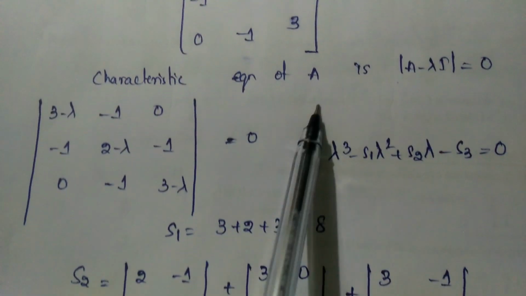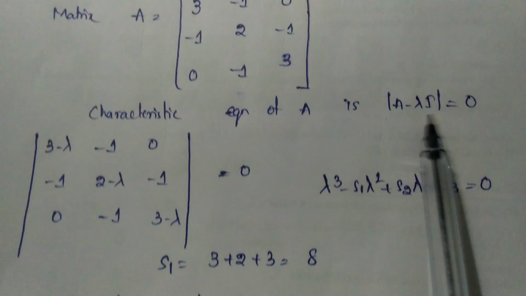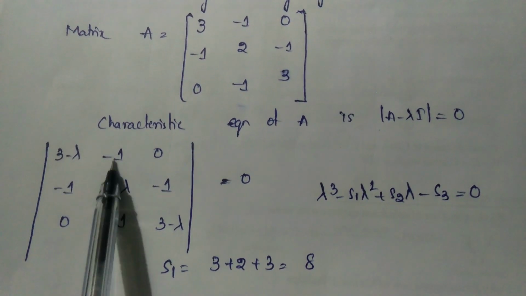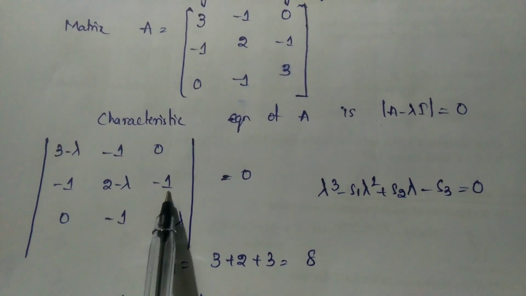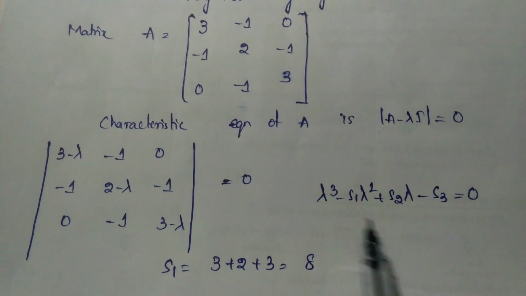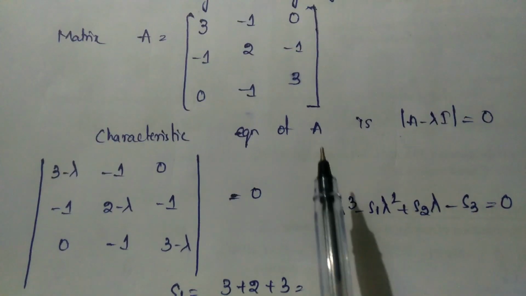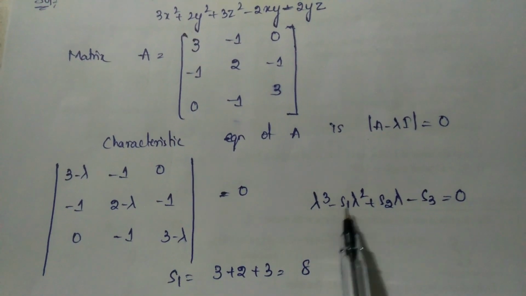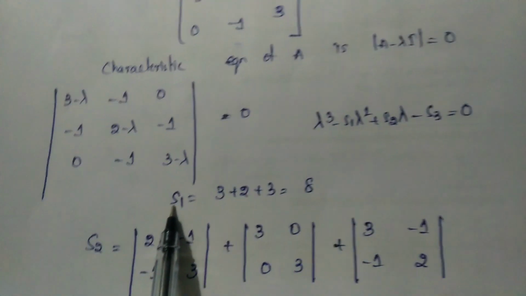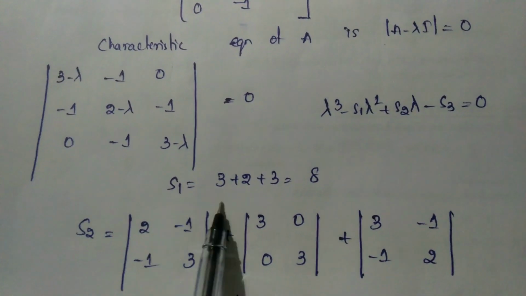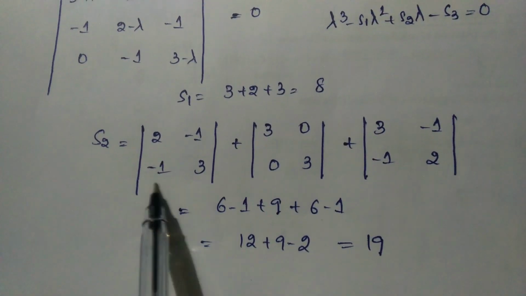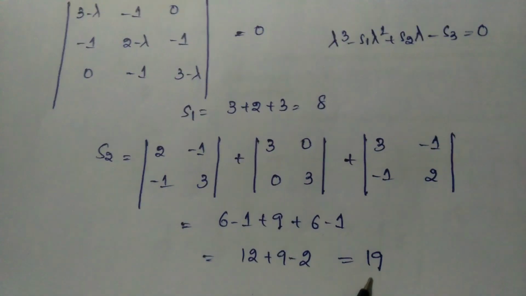Then the characteristic equation of A is the determinant of A minus lambda I equals 0. Here lambda is subtracted from the diagonal elements and we get 3 minus lambda, minus 1, 0; minus 1, 2 minus lambda, minus 1; 0, minus 1, 3 minus lambda, and the determinant of this matrix is equal to 0. The final will be a cubic equation, as this is a 3 by 3 matrix. It will be of the form lambda cube minus s1 lambda square plus s2 lambda minus s3 equals 0, where s1 is the trace of the matrix, the sum of the diagonal elements, 3 plus 2 plus 3, which gives us 8, and s2 is the sum of the minors of the diagonal elements. When we find the determinant s2, we get 19.